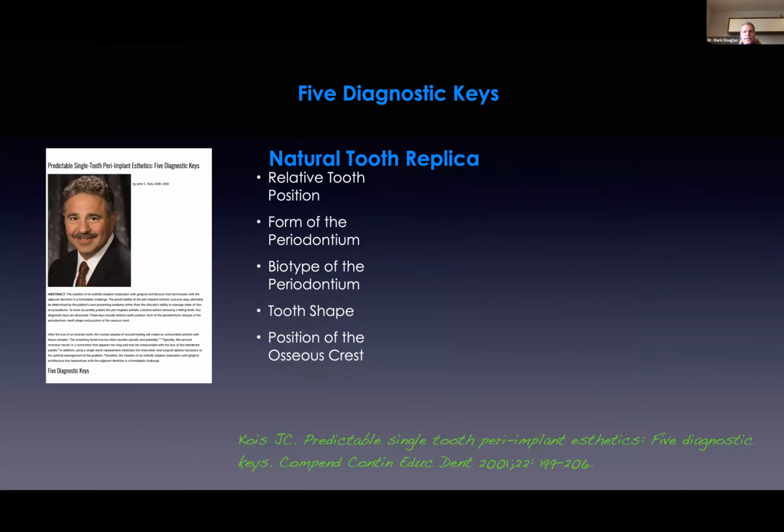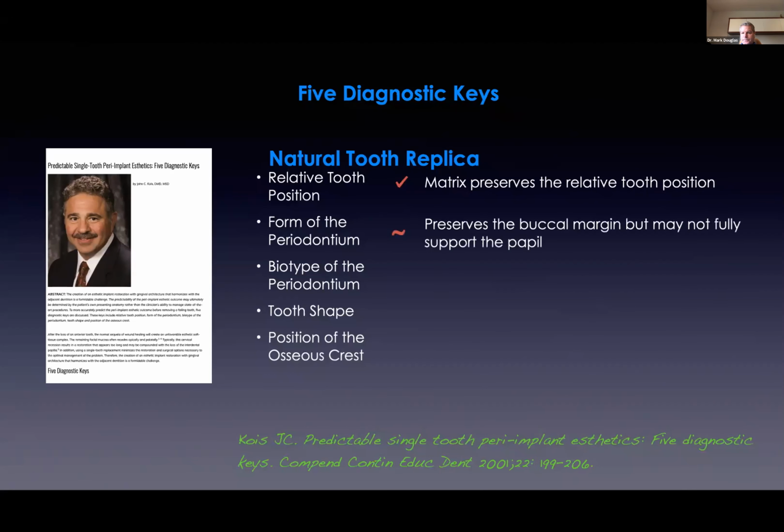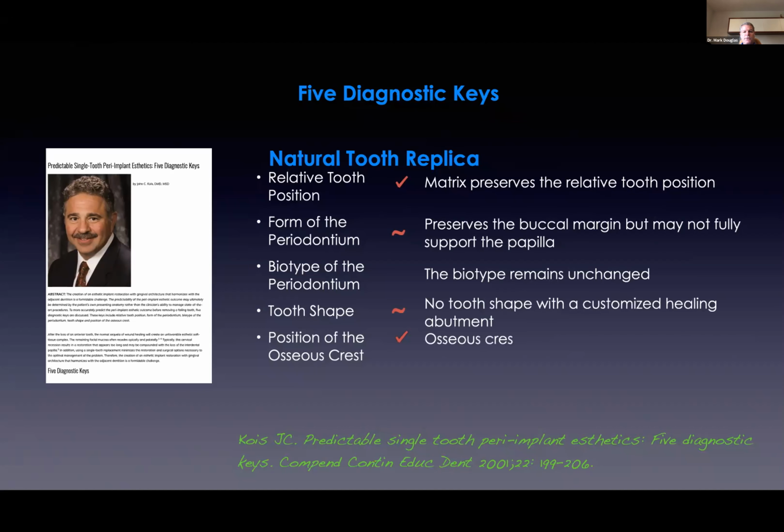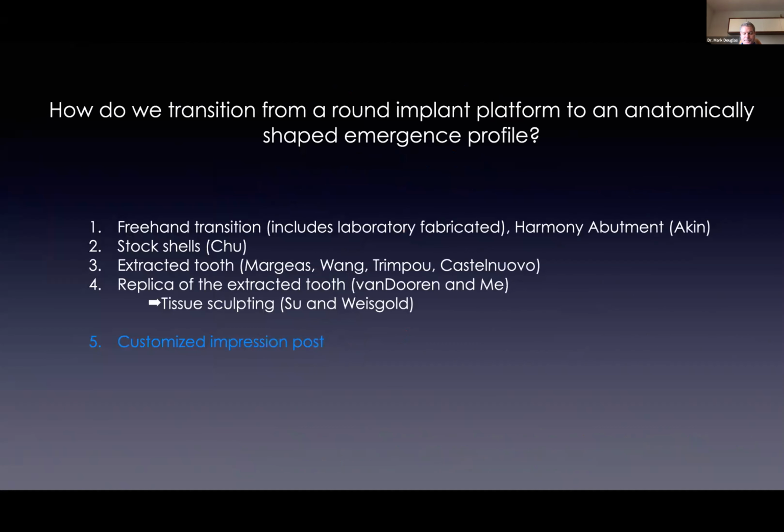So how does it do with the 5 diagnostic keys? Insofar as relative tooth position is concerned, the matrix preserves relative tooth position, although there is no coronal portion to that. Form of the periodontium, that's a maybe. Preserves the buccal margin, but may not be fully supporting the papilla. The biotype remains unchanged. Tooth shape, there is no tooth shape because there is a customized healing abutment, and its position, the osseous crest, is preserved with flapless extraction and immediate implant placement.